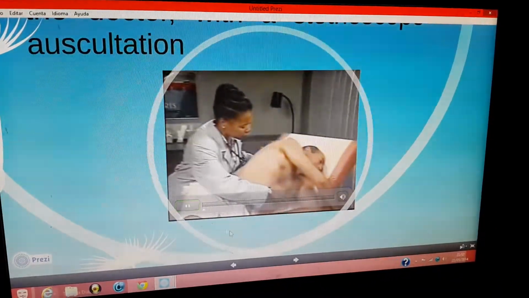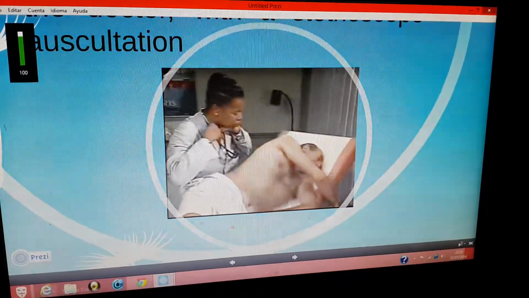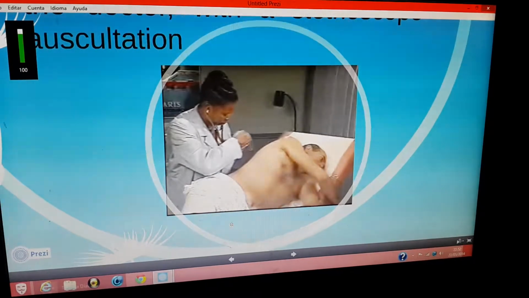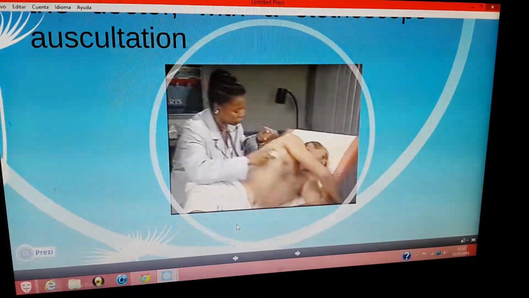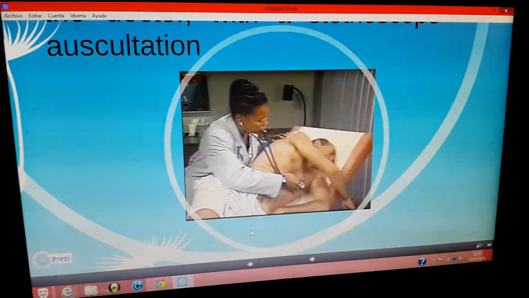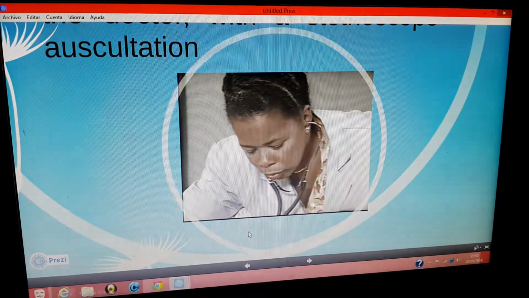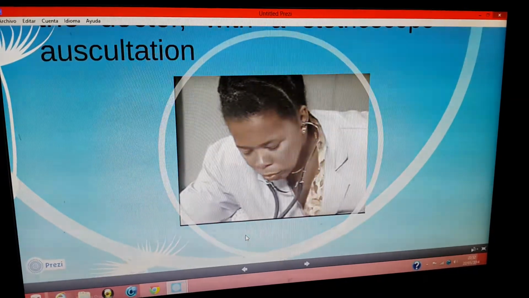To improve your ability to hear S3, S4, and the murmur of mitral stenosis, have the patient roll partway onto his left side, which brings the left ventricle closer to the chest wall. Then recheck the position of the apical impulse and place the bell lightly on it.